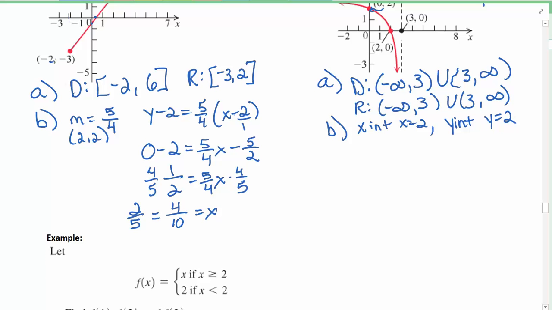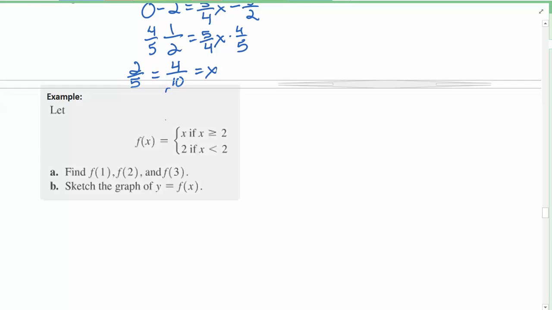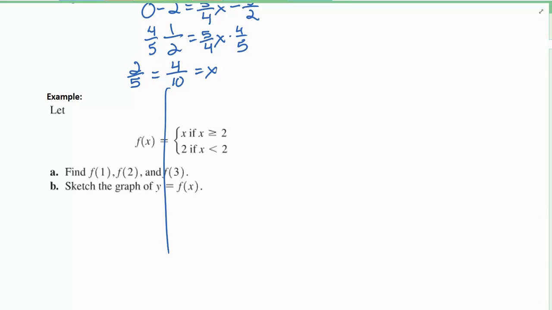So I'm going to have to get some more room here. Let me come in here and get some more room. Oh, that didn't work.